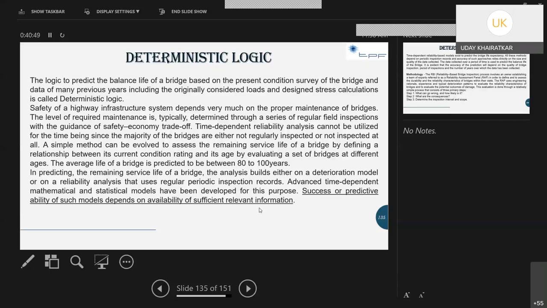A simple method can assess the remaining service life of a bridge by defining a relation between its current condition rating and its age by evaluating a set of bridges at different ages. The average life of a bridge is predicted to be between 80 to 100 years. In predicting the remaining service life of a bridge, the analysis builds either on a deterioration model or on a reliability analysis that uses regular periodic inspection records. Advanced time dependent mathematical and statistical models have been developed for this purpose. Success or predictive ability of such models depends on the availability of sufficient relevant information.